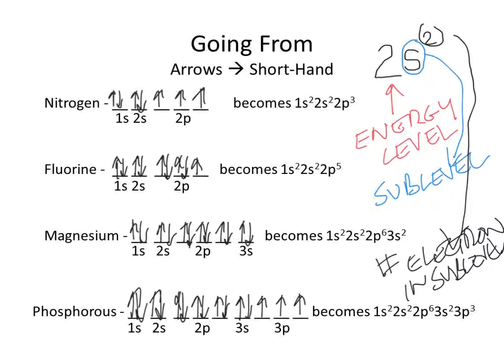So pretty much that's how it's written, right? It tells you all the information you need to know: energy level, sublevel, and number of electrons in that sublevel. You don't have to worry about being paired or unpaired at this point. It's a quick way of doing it, and it fills the same way as before: 1s, 2s, 2p, 3s, 3p, 4s, 3d, etc.